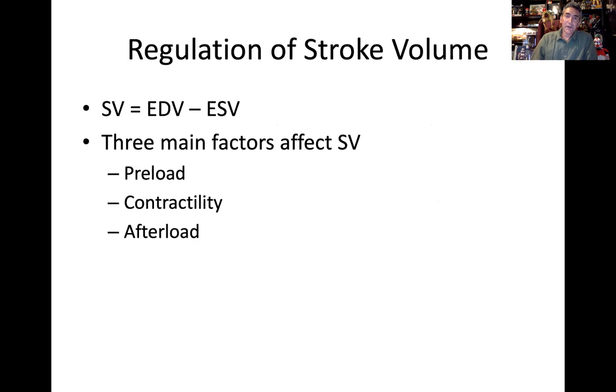All right, so how can we regulate this important variable, this stroke volume? The heart has a couple of ways to do this, right? We've established algebraically that stroke volume is equal to end diastolic volume minus end systolic volume. So if either one of these changes, it has an impact on stroke volume. There are 3 main factors that affect stroke volume: preload, contractility, and afterload. All these 3 will have an impact on that little calculation there.